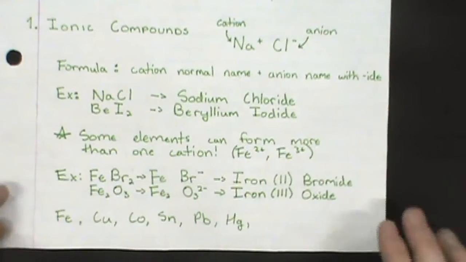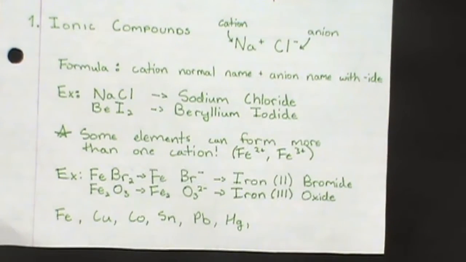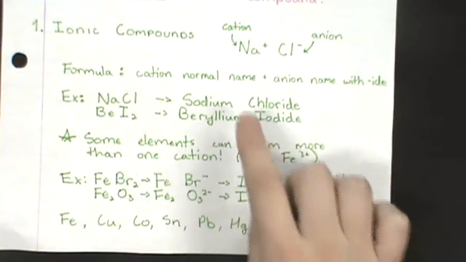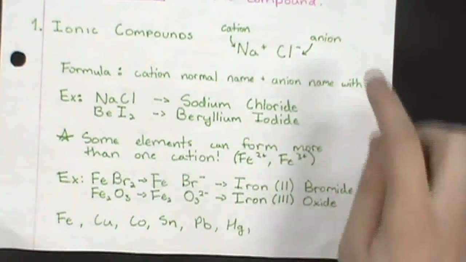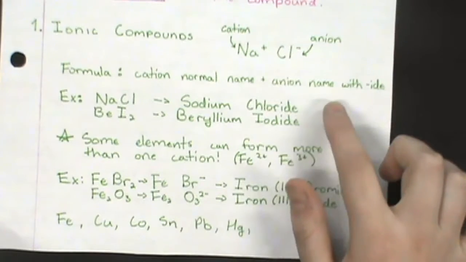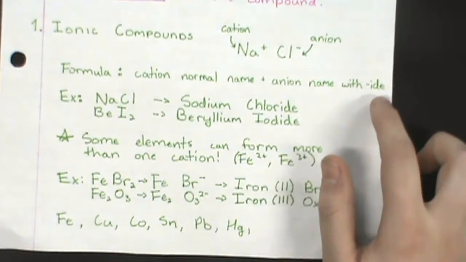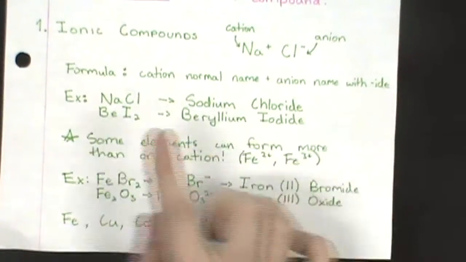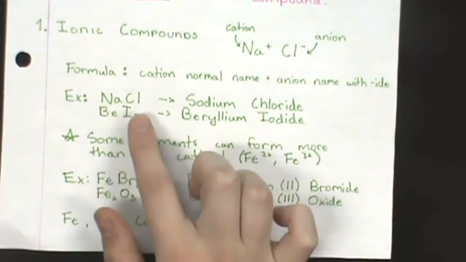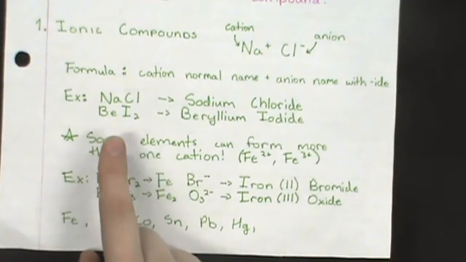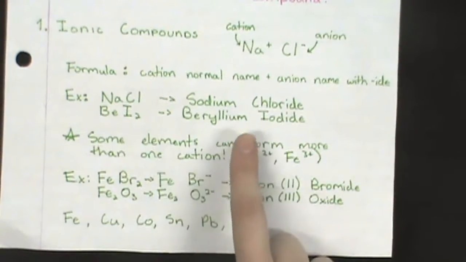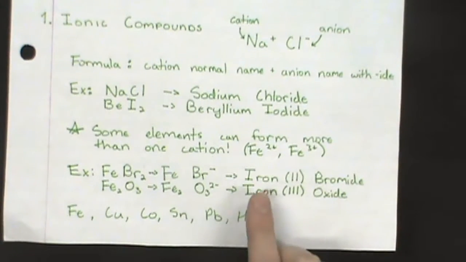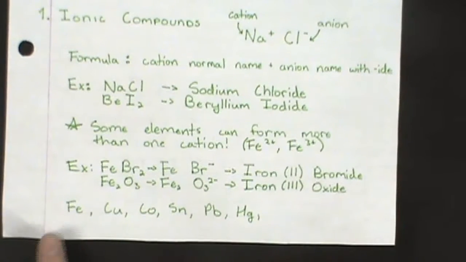So, the first type of compound is an ionic compound. The formula for this is a cation. The cation, for the positive ion, keeps its normal name, no change. And the anion keeps its normal name, but with the suffix "ide." So, for example, NaCl is sodium chloride, because of the sodium and the chlorine. Again, BeI2 is beryllium iodide.